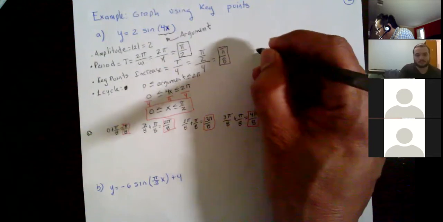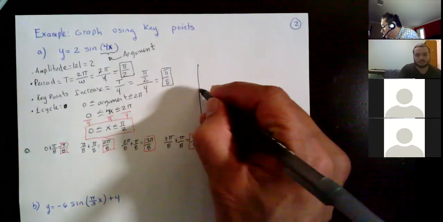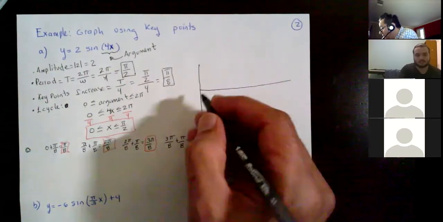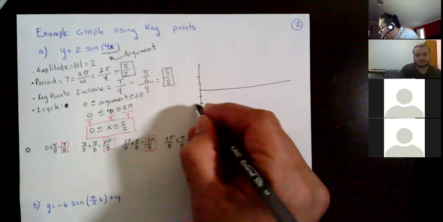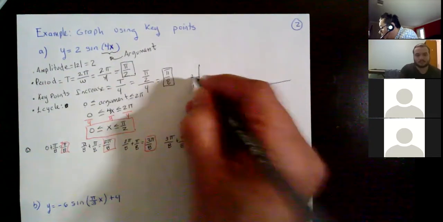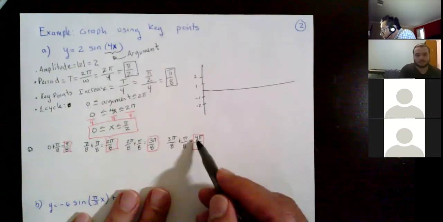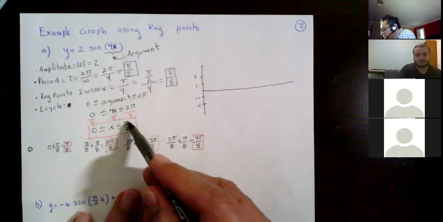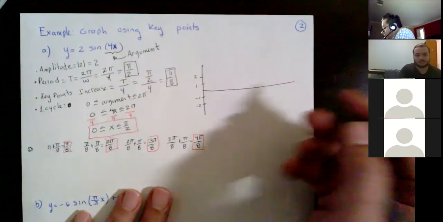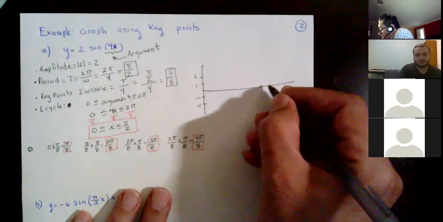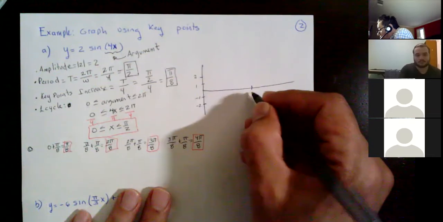So let's try it right here. All right, so I'm gonna go 2 down and 2 up. -2, -1, 1, and 2. Now I'm gonna start at 0 and I'm gonna go all the way to 4 pi over 8, which is the same as pi over 2. Okay, so let's say that here, you guys, this is pi over 2 or 4 pi over 8.